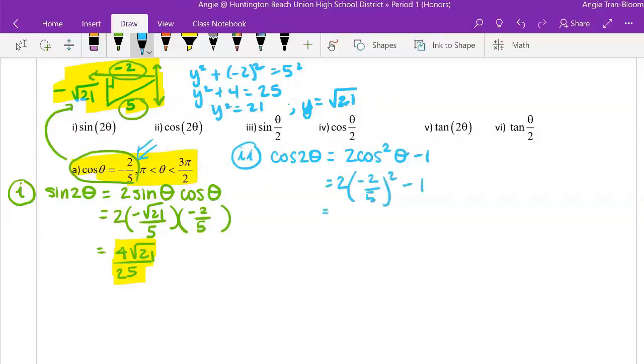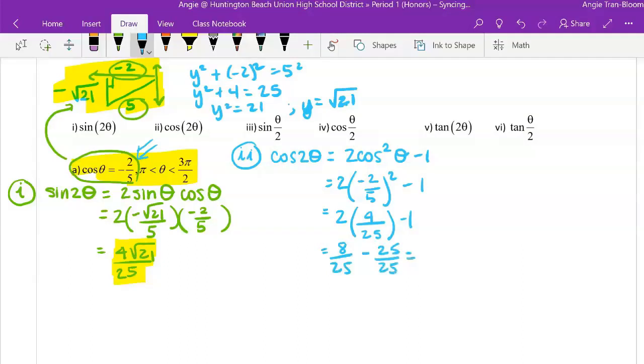Then from here, we're going to work out the math slowly. So 2 times, this is 4 over 25. Take away 1. We're just going to give 8 over 25. Subtracting 1 is like subtracting 25 over 25 due to common denominator. So now I will end up with a negative 17 over 25. So this is the final answer for cosine of a double angle.